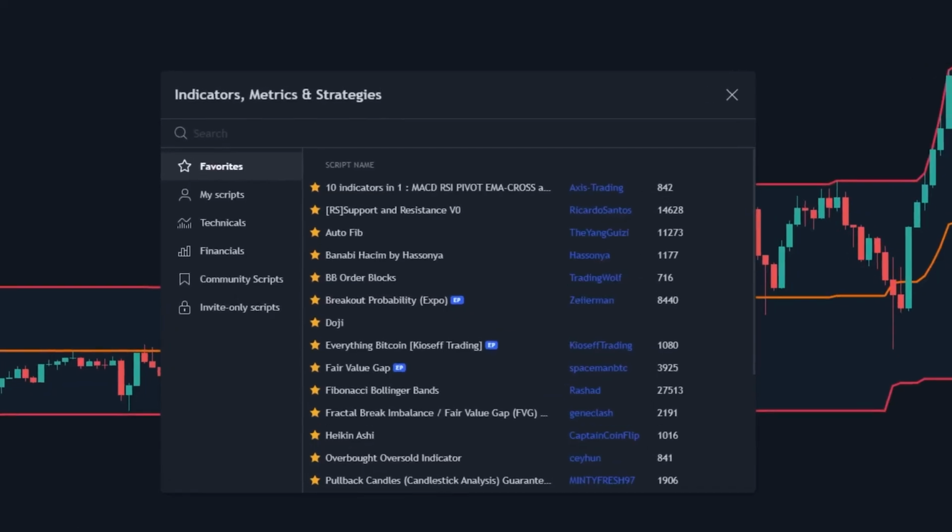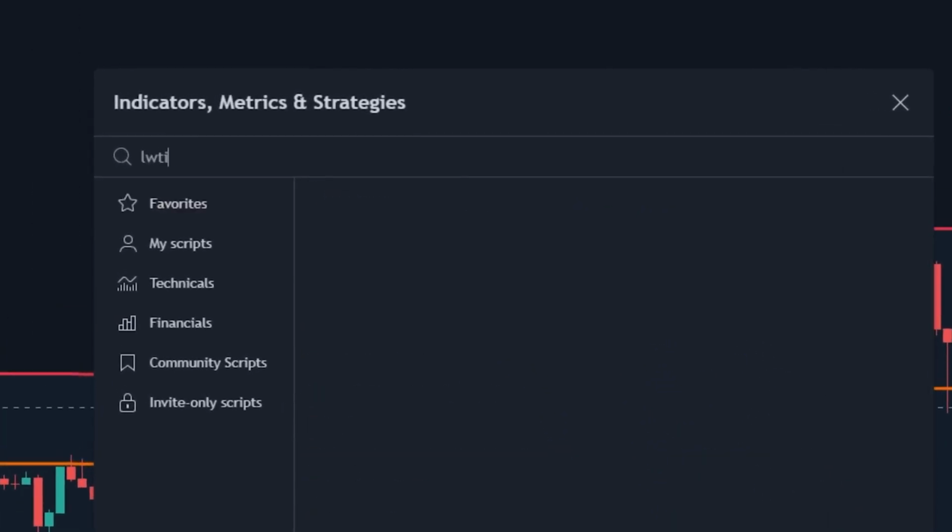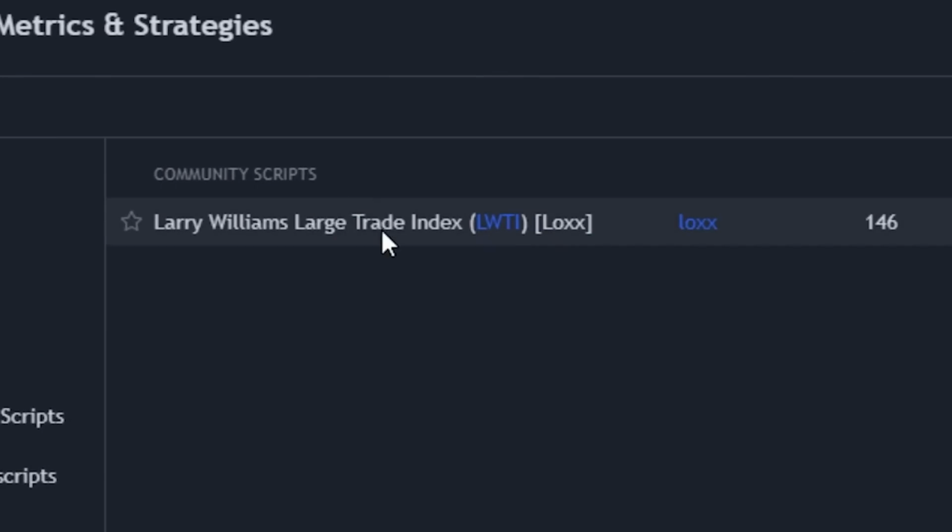Where was I? We need to add 2 more confirmation indicators to get higher probability trades. So, the first confirmation indicator we're going to be adding is the LWTI, or the Larry Williams bar trade index.